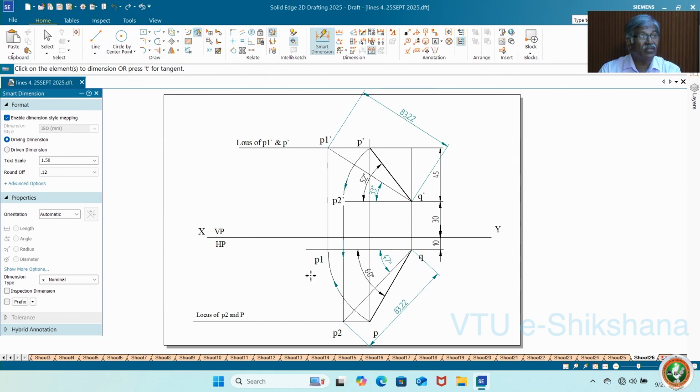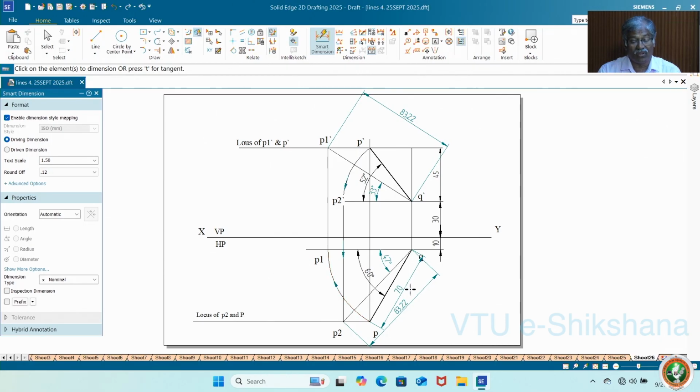So here I repeat, the Q is 10 mm in front of VP and 30 mm above HP. The top view measures 70 mm and is inclined at 60 degrees to XY. And the difference of distances of ends P and Q above HP is 45 mm. So this is the final solution you are expected to present this way.